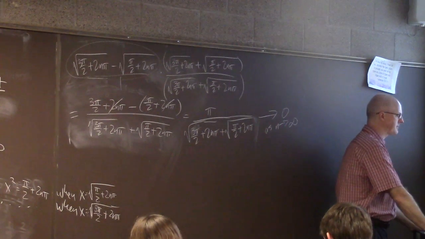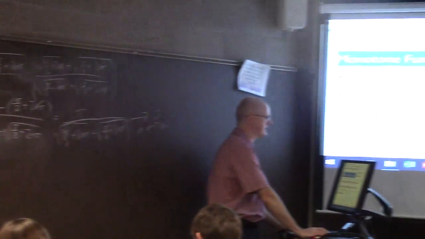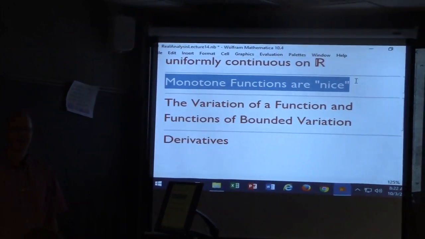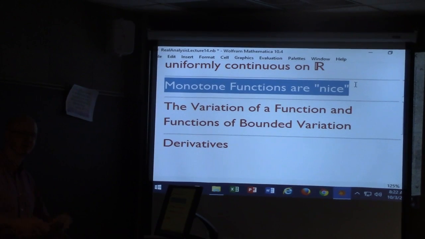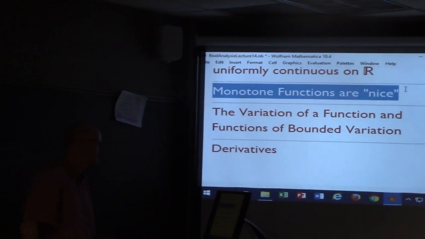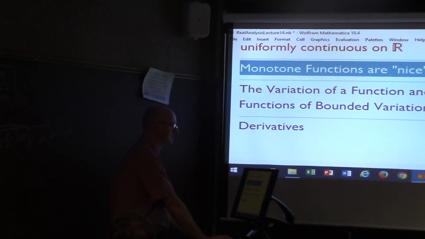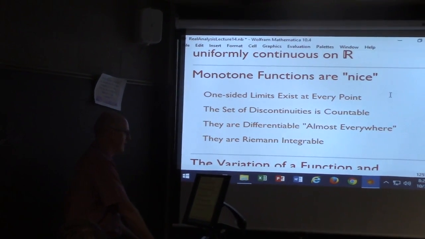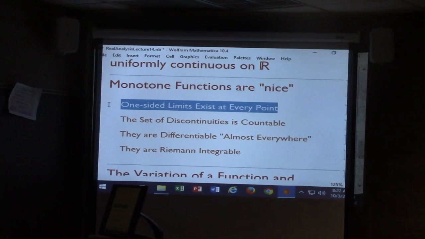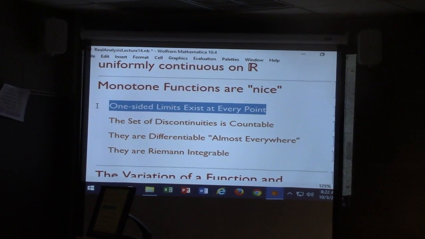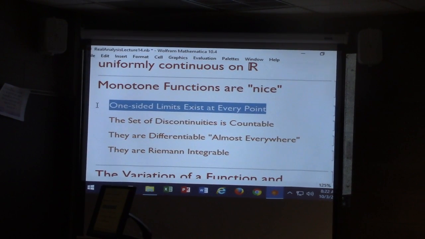The last section of chapter 3 is about some miscellaneous topics. The first group of topics can be summarized in that statement. Monotone functions are, quote unquote, nice. What does nice mean? Well, one-sided limits exist at every point. That's definitely not the case for non-monotone functions in general.